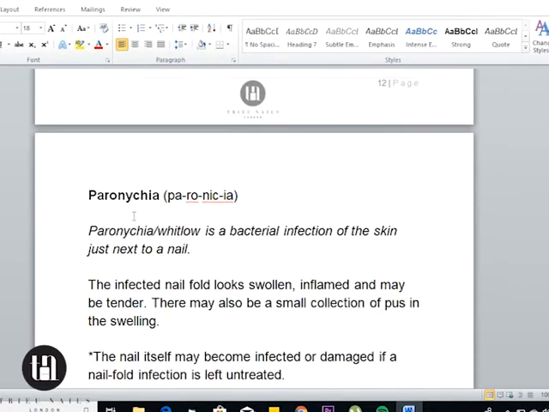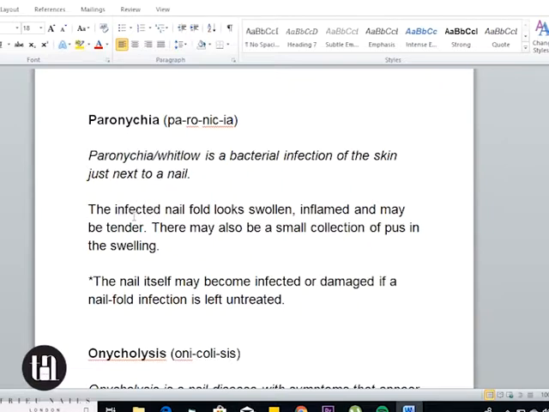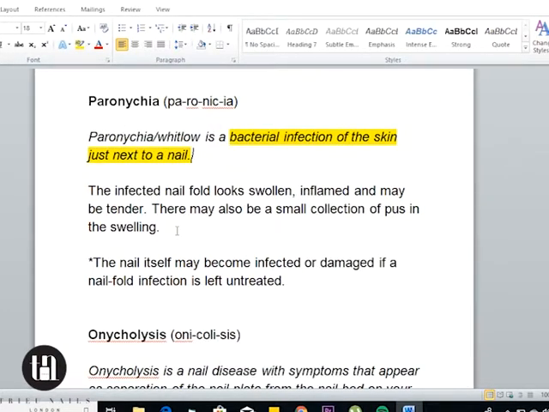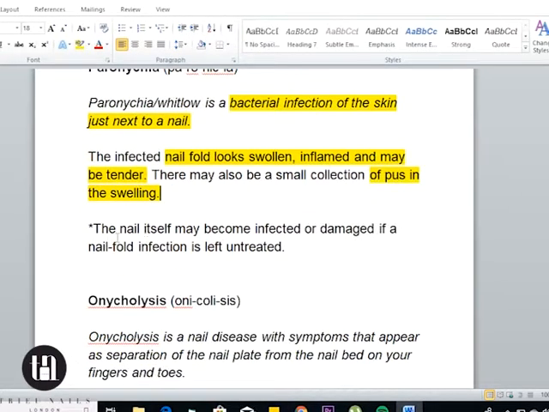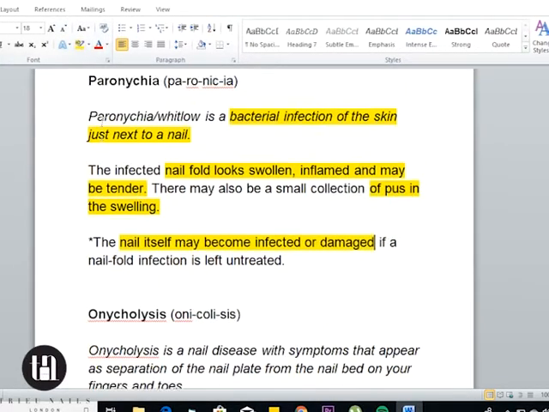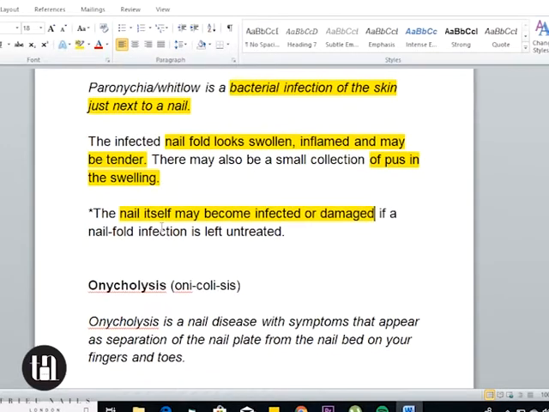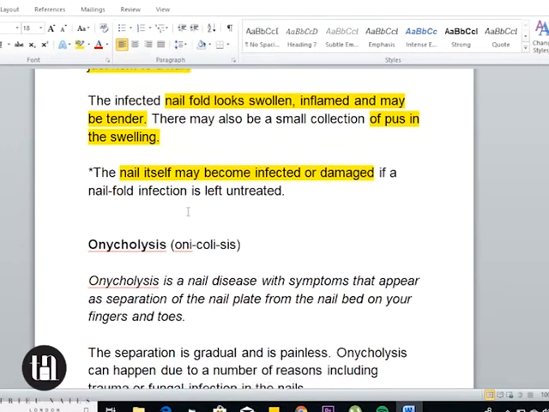The next nail disease is paronychia. It's a bacterial infection of the skin just next to the nail. The infected nail fold looks swollen, inflamed, and may be tender. There might even be a small collection of pus and swelling. If it's left untreated, then the nail itself will become infected and damaged. This happens around the nail fold, which is the side of the nails, but if you don't treat it, it can spread into the nail.